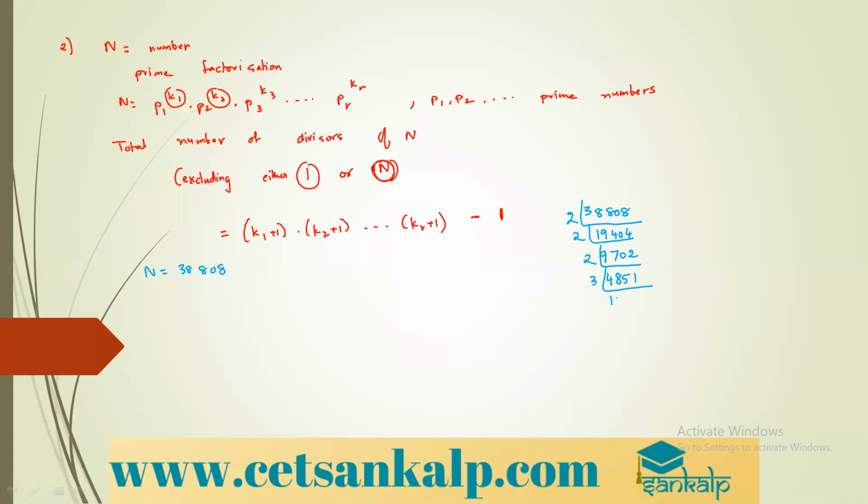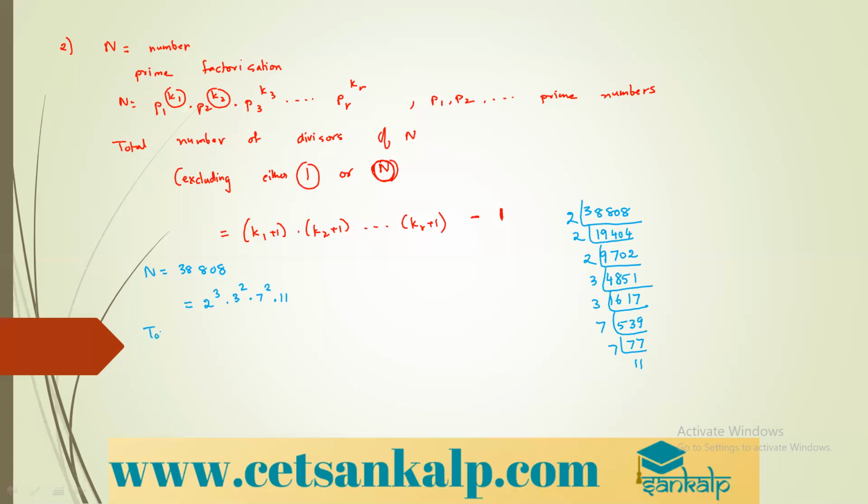Next, 3 sixteens, 3 ones, 3 sevens. Then 3 fives are 15, 3 threes are 9, 3 nines. Then 7 sevens are 49, again 7 sevens, then 11. That means I can write this as 2 cube into 3 square into 7 square into 11.